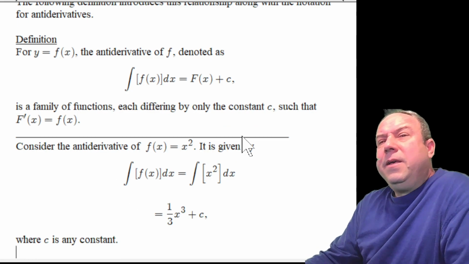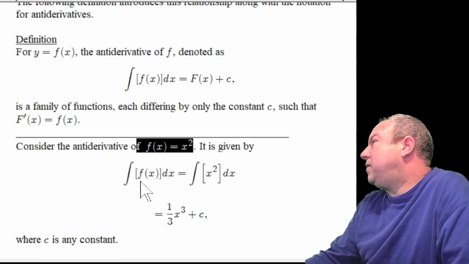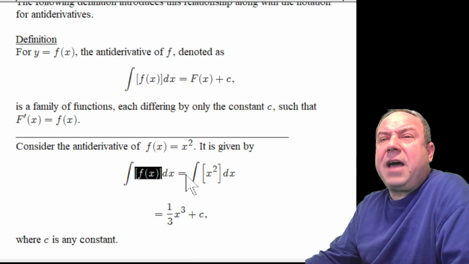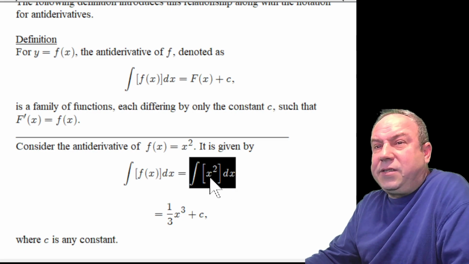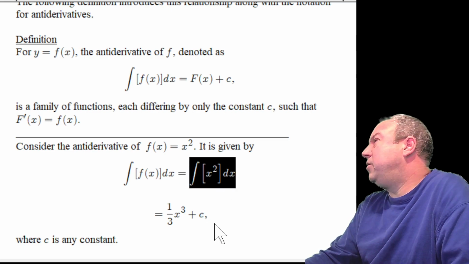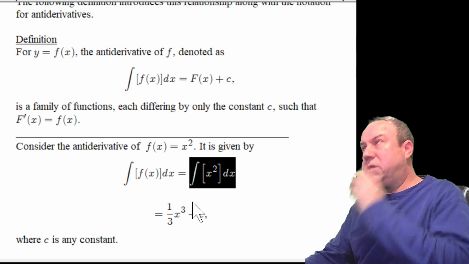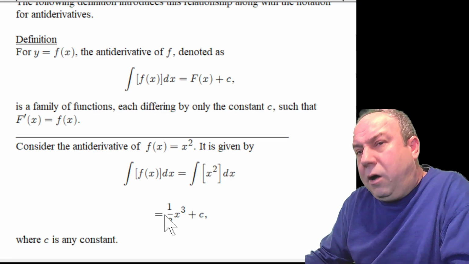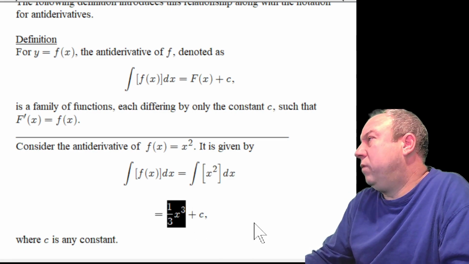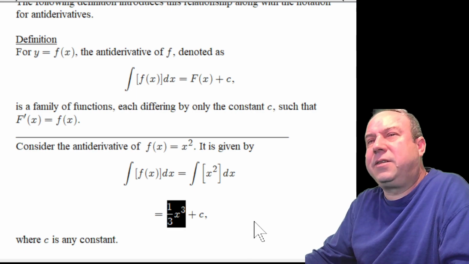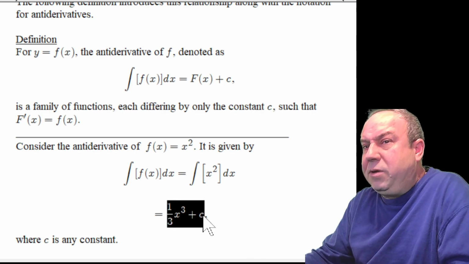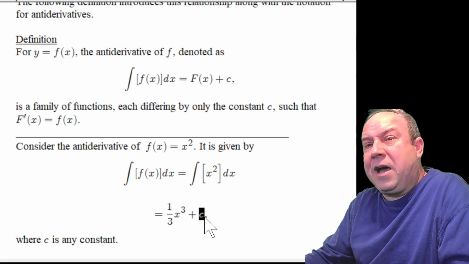The antiderivative of f of x equal to x squared would be given by applying the antiderivative operator to function f of x, which for f of x equal to x squared would look like the notation seen here. If we spend a moment thinking about what that result would be, through the definition, it would be equivalent to 1/3 of x cubed plus some constant value, little c.